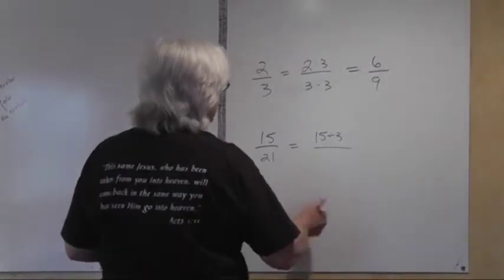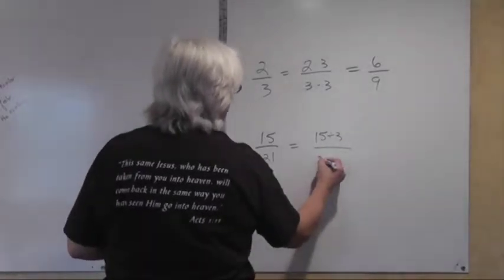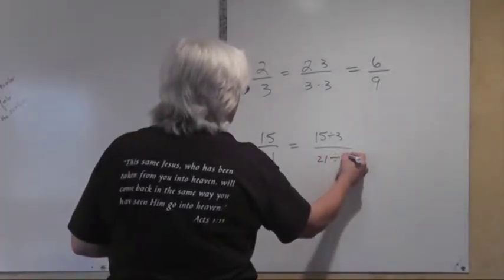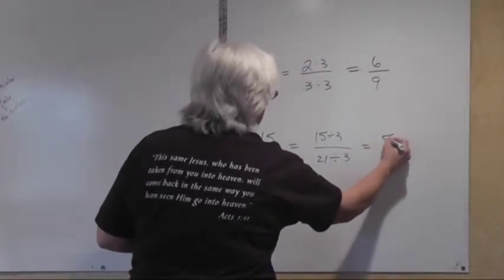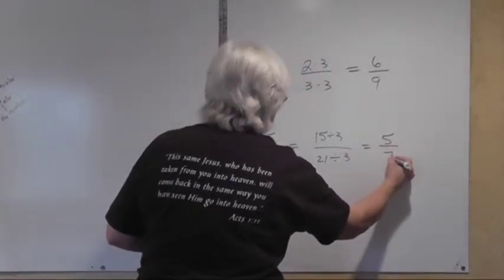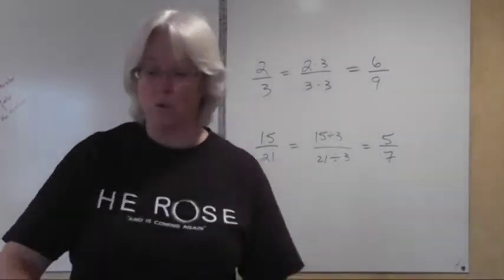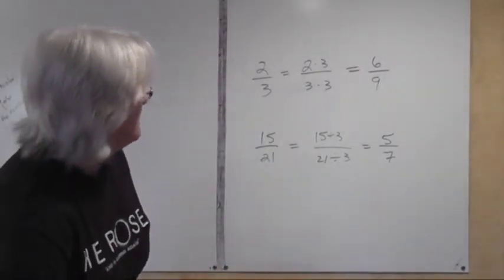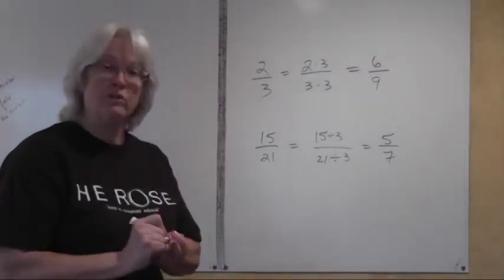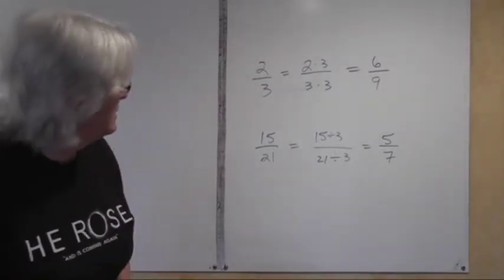Instead of writing 21, I reversed the digits and wrote 12. 21 divided by 3. So I said that you could find equivalent fractions by multiplying or dividing by the same number.